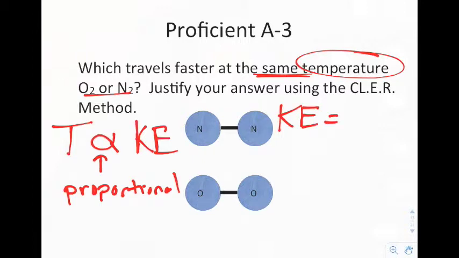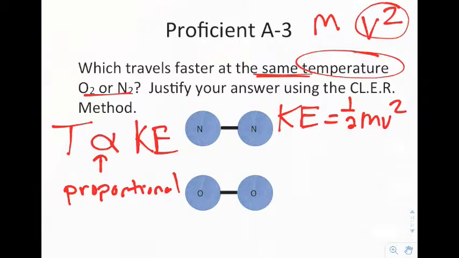Now we have to go back to our definition of kinetic energy. Remember, kinetic energy, we said, depends on mass and it depends on velocity squared. So because of that, we want to know which one travels the fastest. We look at the equation, 1/2 mv squared. The one that travels the fastest is going to be the one with the lowest amount of mass, because remember, this right here is a constant. It's the same number. So we would pick the one that is the smallest. We would look at our periodic table and ask, which one of these has the least amount of mass? And that would be nitrogen.